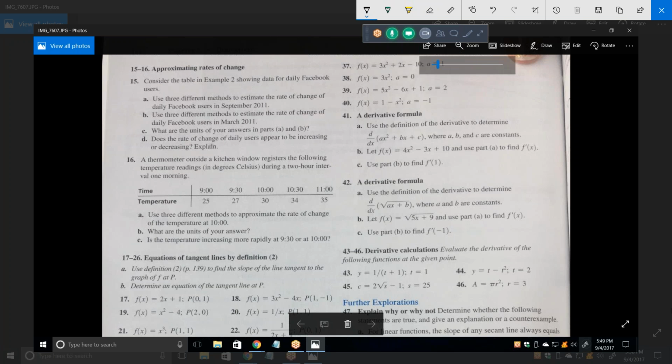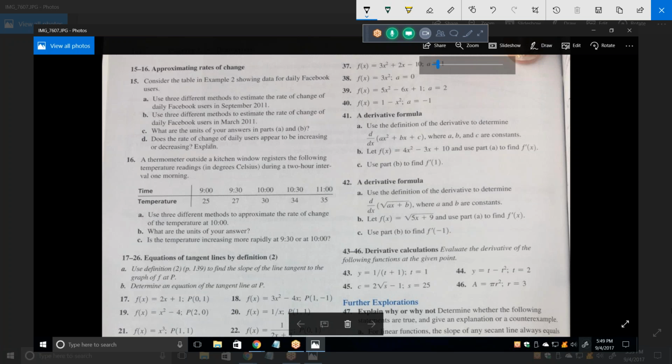Wait. We did 38. What's next? Oh, in other words, we did all of 38. 38 wanted the slope, wanted the equation of the tangent line, and wanted us to graph it. We did all of those. 41. Okay. Use the definition of derivative to determine the derivative of ax squared plus bx plus c.